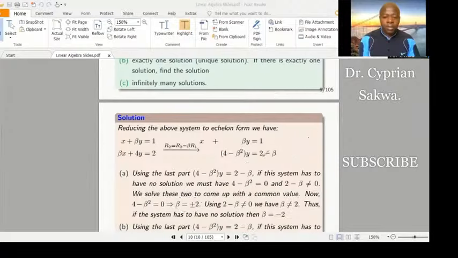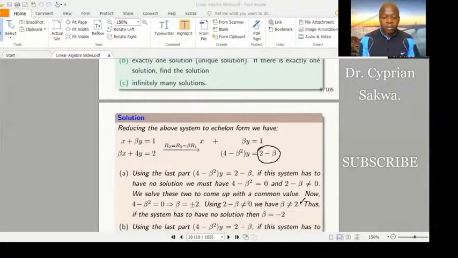Then we have this other condition, that this part should not be equal to zero. So that's what we go to now. Using this part, which is not equal to zero, and making beta the subject, we find that beta is not equal to 2. Beta should not be equal to 2, because if beta is equal to 2, then this part will be 0. But we want it not to be 0.